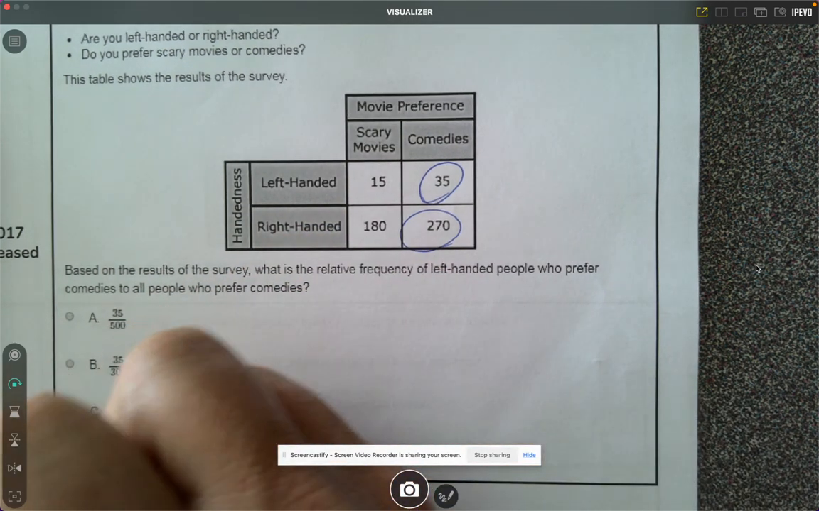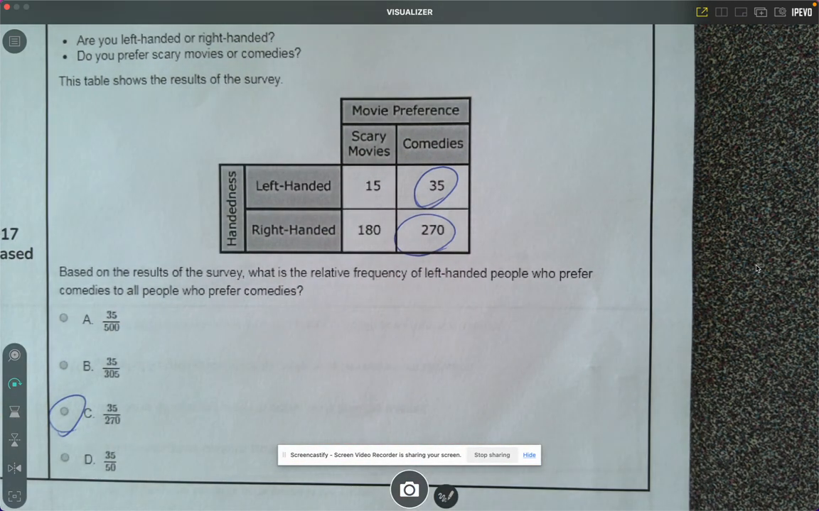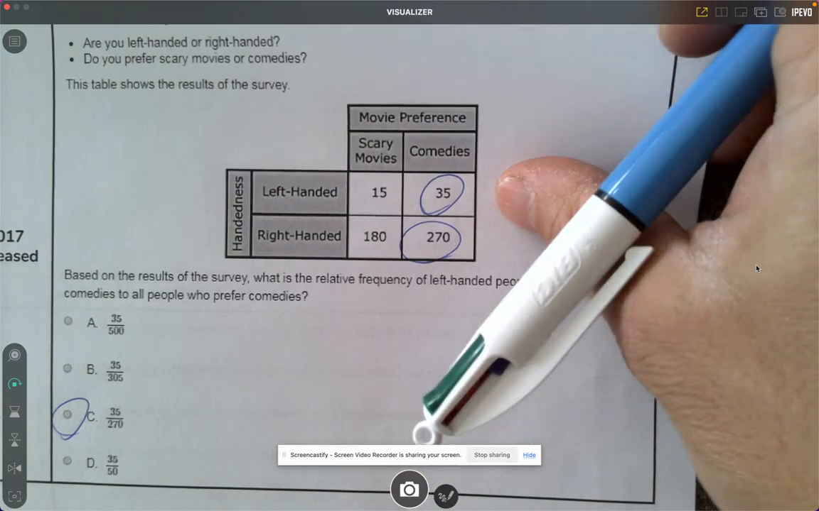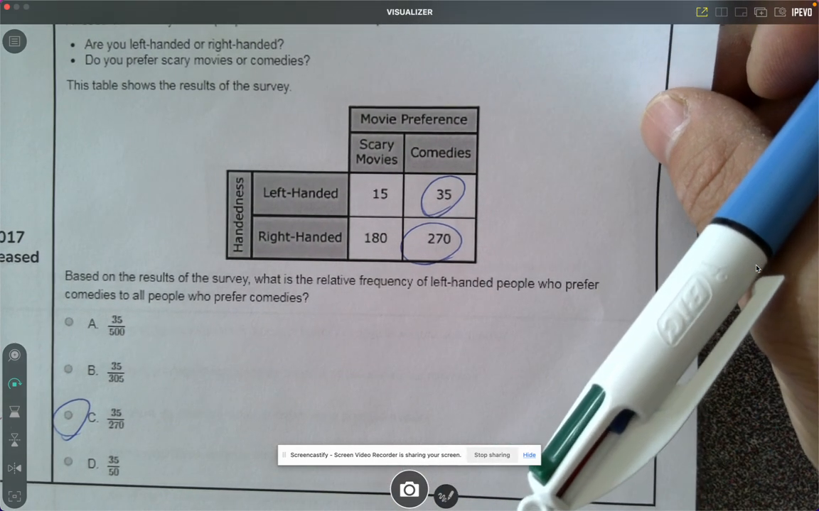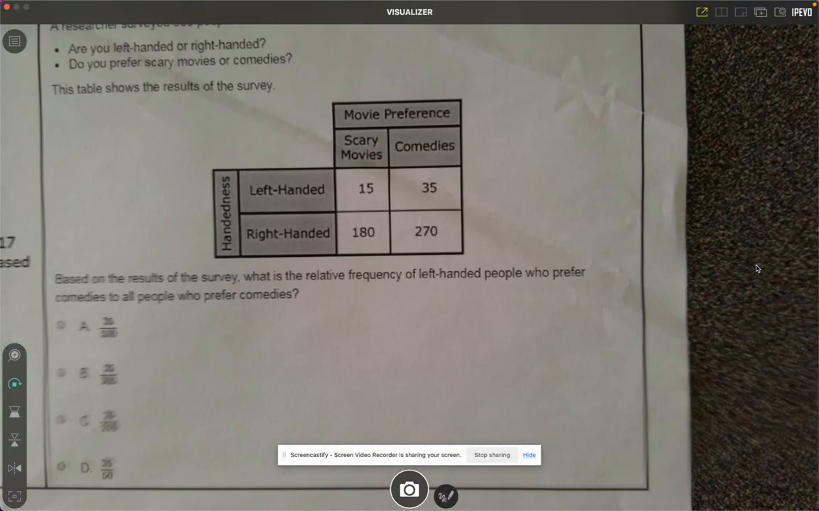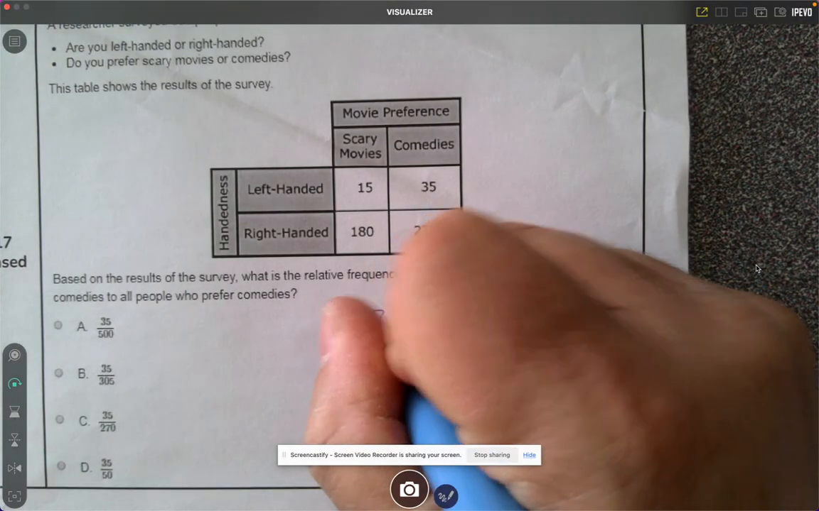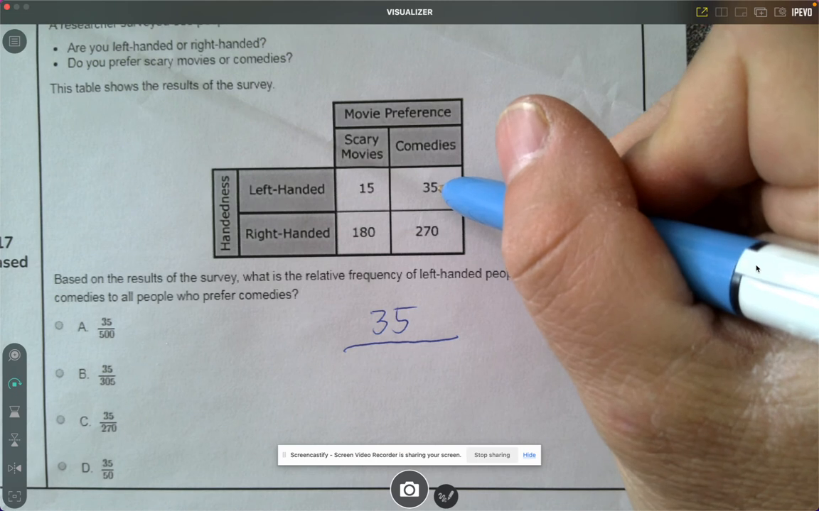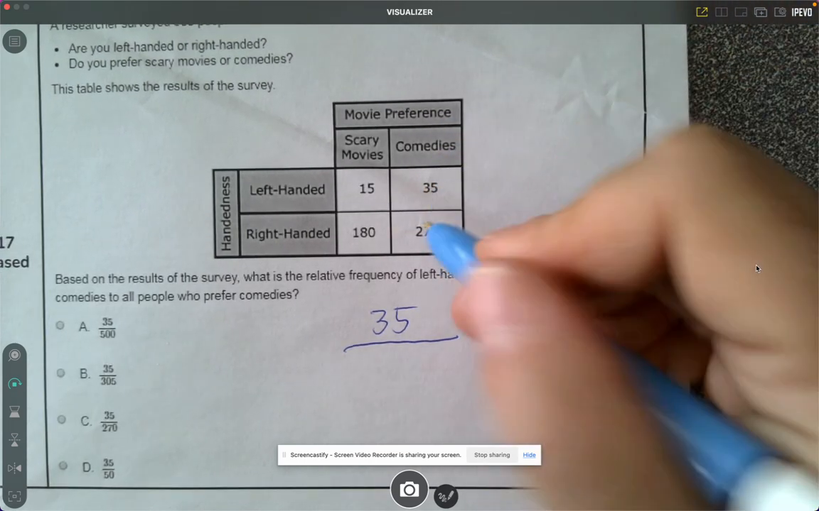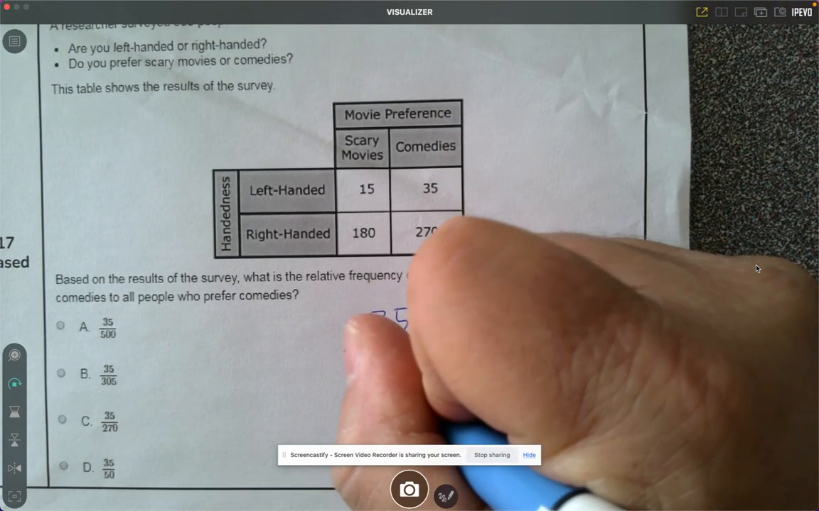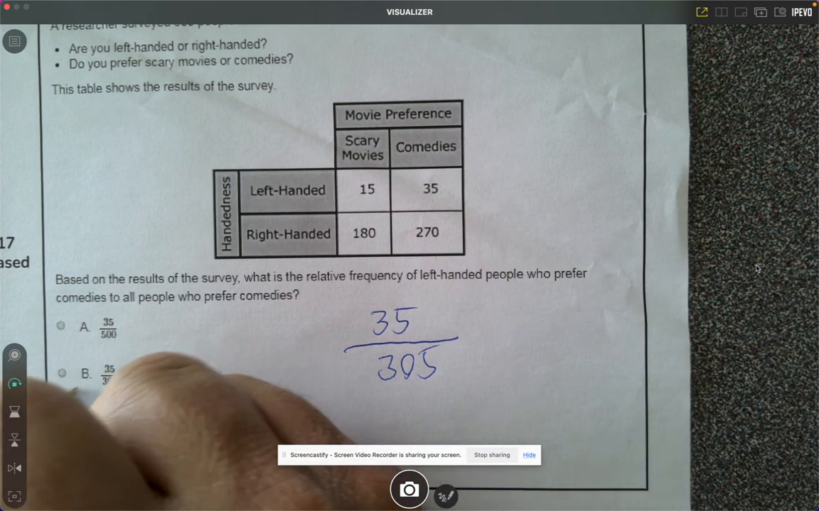I'll put that here. 35 over 70. That's a math by mistake. If you look, it says to all the people that prefer comedies. So it is 35, but how many people really prefer comedies? It's both these numbers. So it would be 305, which would make it B.